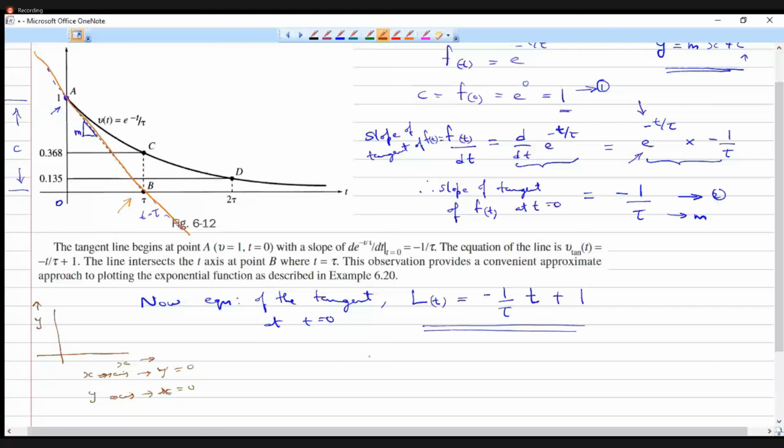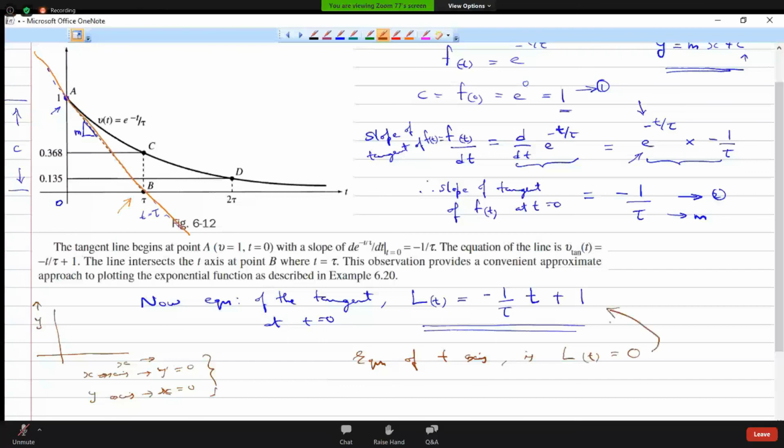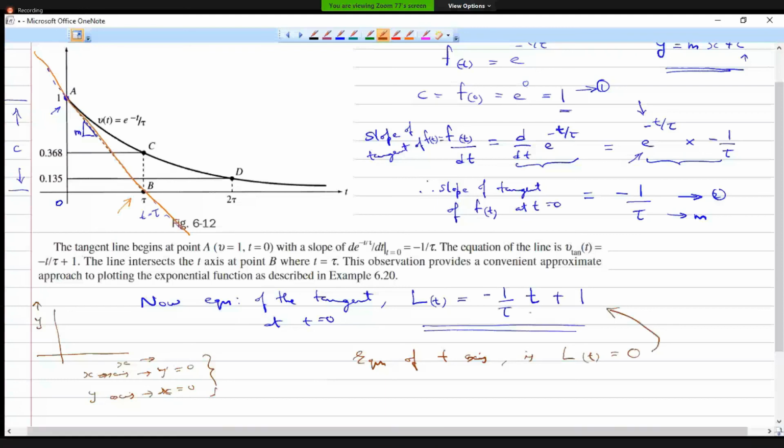So what is the equation of the t-axis? Based on this analogy, I can write the equation of the t-axis as L of t is equal to 0. That is the y-axis equal to 0. So if I substitute this result in this equation, then I will know at what point this line crosses the t is equal to 0 point, right?